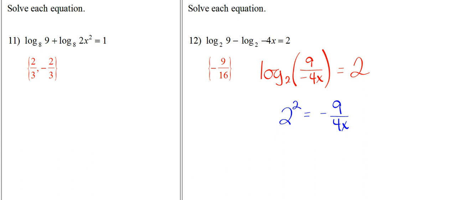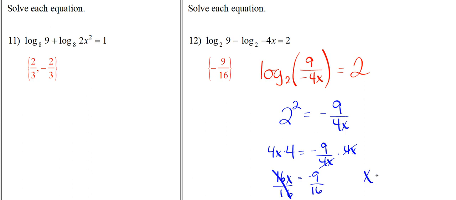Right there I did something kind of subtle. I moved that negative sign out front. Okay, so the negative sign in the denominator, the whole term is negative. So that's 4 equals negative 9 over 4x. I need to get that x out of the denominator. I want to know what x is, not 1 over x. So I multiply by 4x to get rid of that whole denominator, and I get 16x is equal to negative 9. Divide by 16. x is equal to negative 9 over 16.